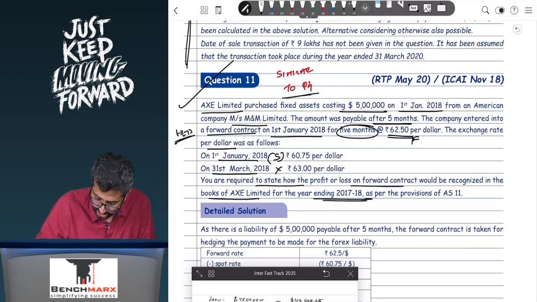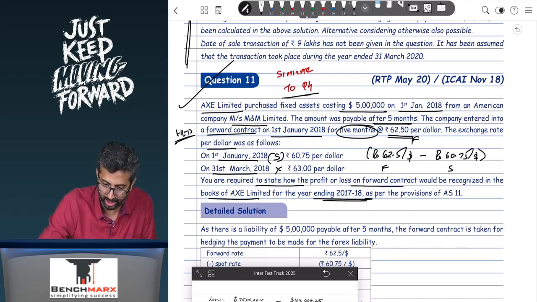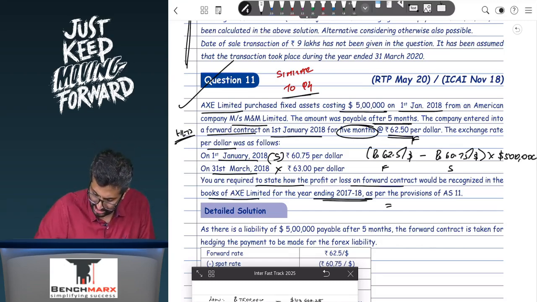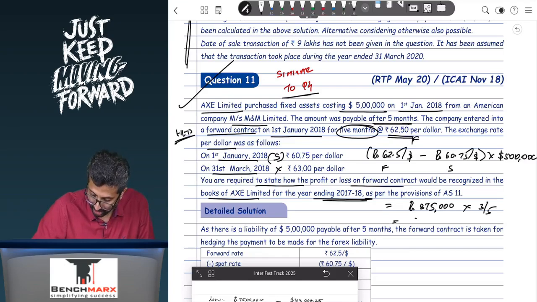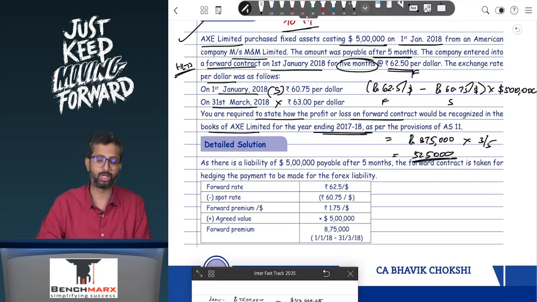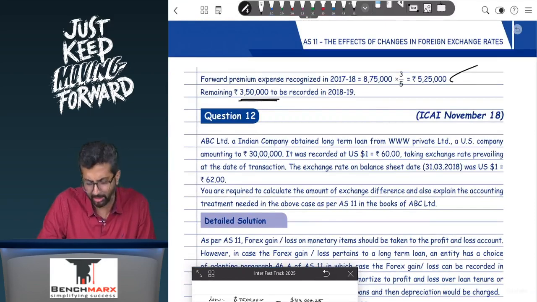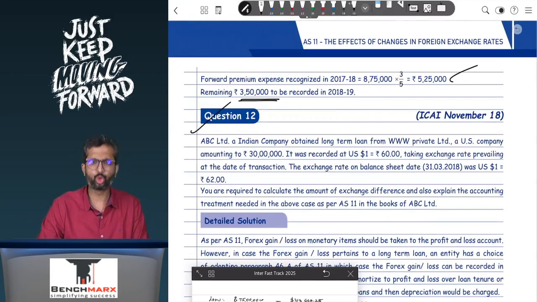So as per Axe, you will say that there was a forward deal which you have agreed at 62.5 against the spot rate which was at 60.75 on that date, and hence the forward premium that you are agreeing to pay is, I think, 1.75 per dollar for a total of $5 lakh, and hence if you multiply this, you will get 8,75,000. So this is your forward premium, but this 8,75,000 is to be recorded over 5 months. In the current year, 3 out of 5 months are done, and hence into 3 by 5, 5,25,000 is the expense to be recorded in the current year, and the remaining 3,50,000 will go in the next year. Next you go to question number 12.